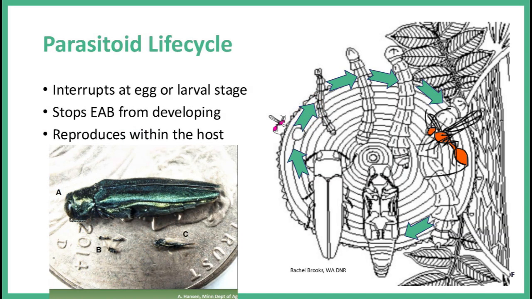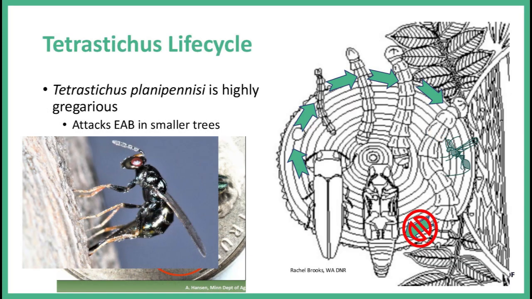Tetrastichus planipennisi is a little bit larger, but it's still one of our smaller parasitoid wasps. Because it's a little bit on the smaller side, it has to utilize smaller ash trees. This is still perfectly viable, but it does mean that some of our larger trees can be unprotected by Tetrastichus. So Tetrastichus will find a larva, typically larger, later instar larvae, and they'll prevent it from ever becoming an adult. So you can see it drilling into the bark here.